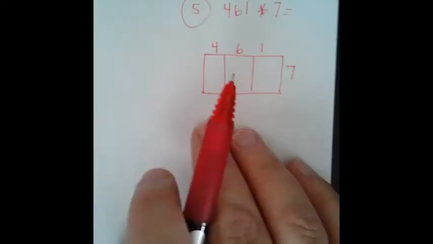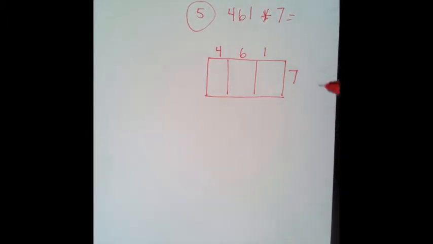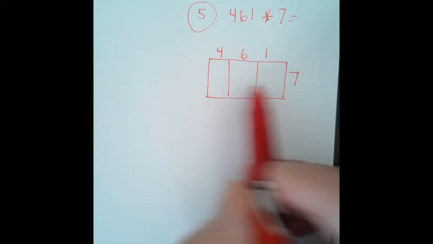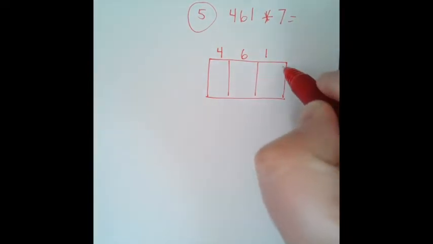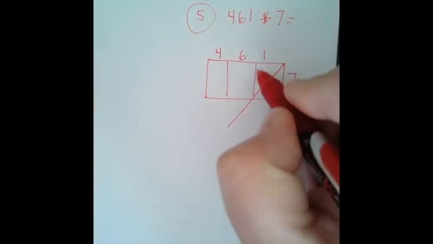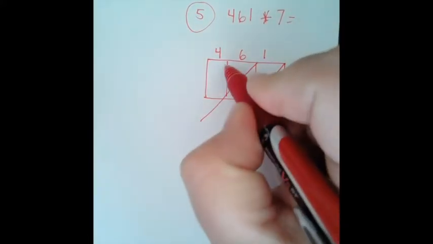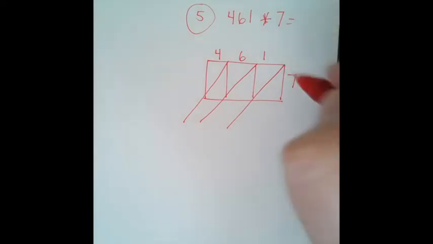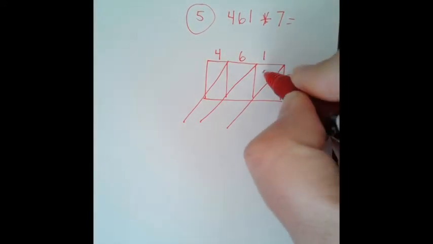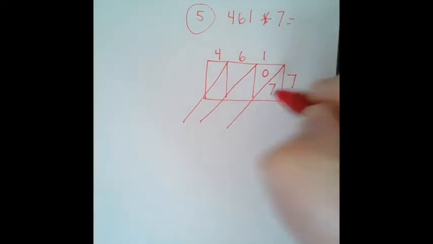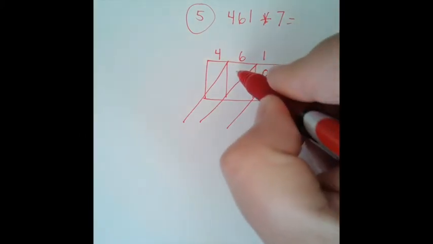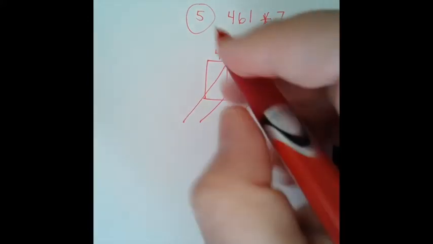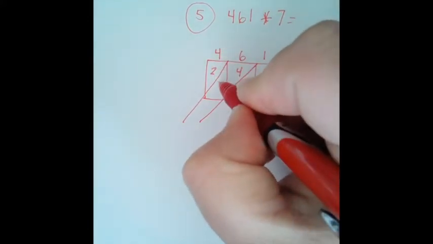Okay. Number 5 was 461 times 7. I'm going to do lattice for this. So I went ahead and made my 1 by 3 array. And I'm going to start and draw my diagonals, like so. And I'm just going to start multiplying each box. So 1 times 7 is 7. Make sure I put my placeholder here. 7. 6 times 7 is 42. 7 times 4 is 28.